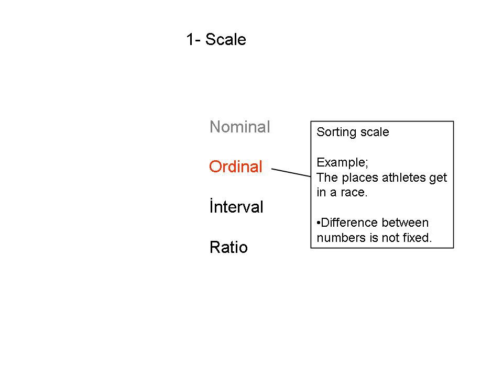The difference between the first and second can be very close, but the difference between these two and the third can be very large. So the differences between these numbers is not fixed. They just give you a sense of sorting. That's all it tells. So ordinal scale is a little bit more informative than a nominal scale.